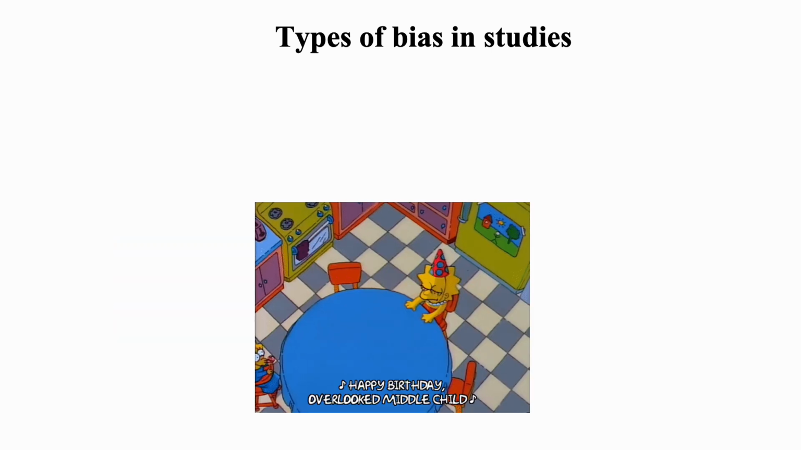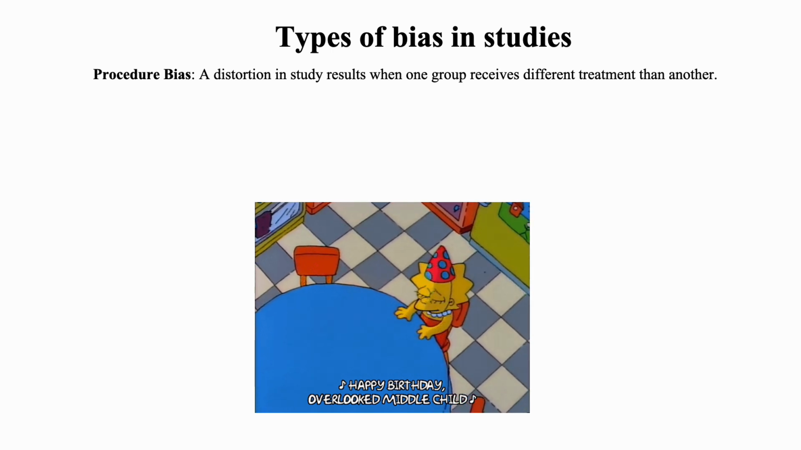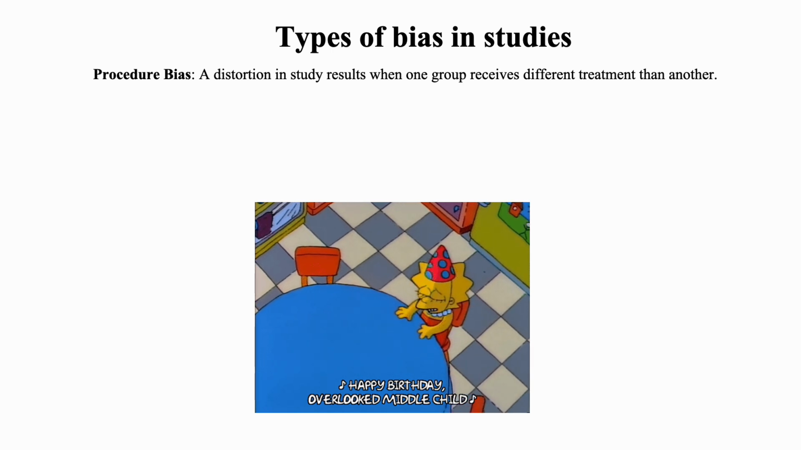To prevent measurement bias, you just want to fix your measurement tools and make sure that they are both accurate and precise. Another type of bias is procedure bias, which is a distortion in study results when one group receives different treatment than another group.